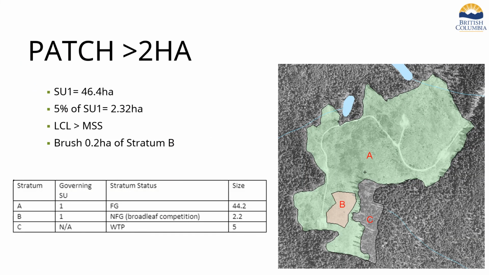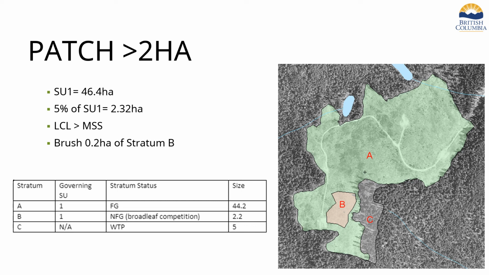I'm going to run through 2 more quick examples. For this one, we have a 46.4 hectare standards unit. Stats meet, our LCL is greater than the minimum stocking standard. We do have a 2.2 hectare NFG patch due to aspen. It's less than 5% of the SU area, so that's okay. But based on FPPR 46.11, we're only allowed an NFG patch up to 2 hectares in size, and this is 2.2. As a result, to meet free growing, we would need to brush at least 0.2 hectares. We would not need to brush the entire aspen patch.